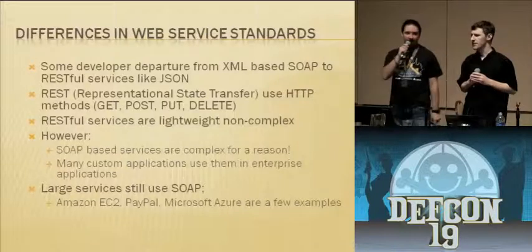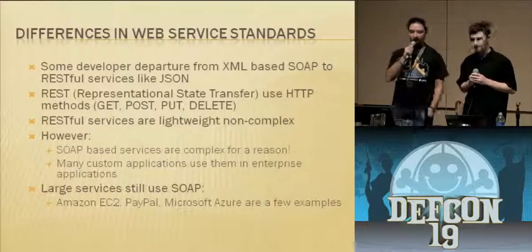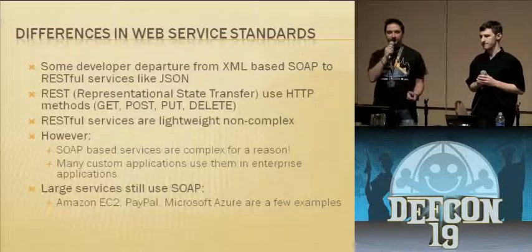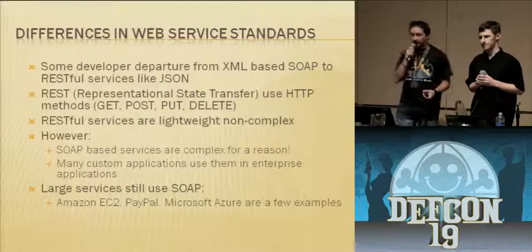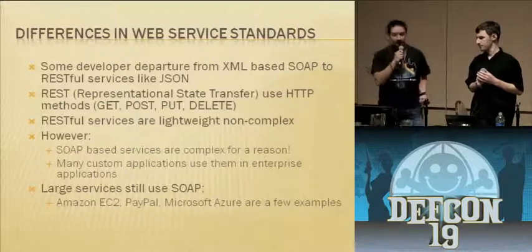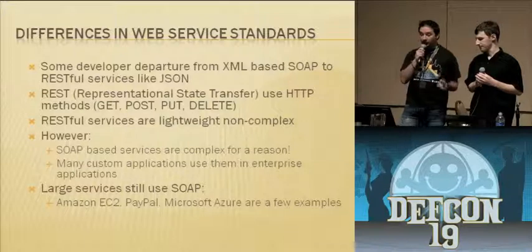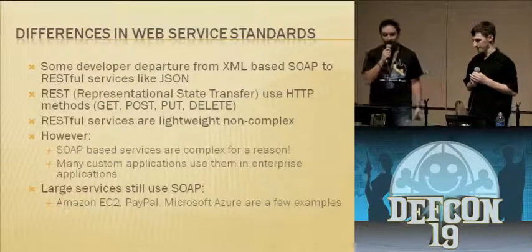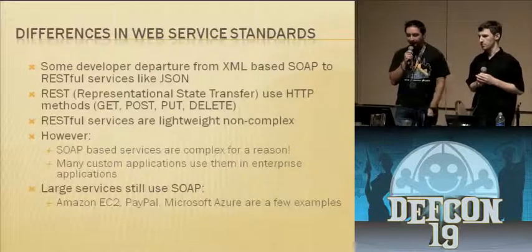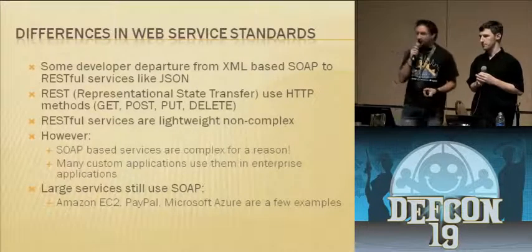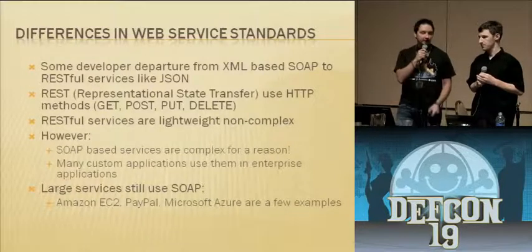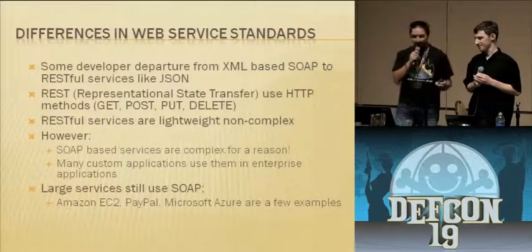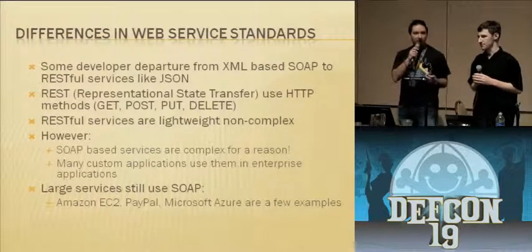So Jabber kind of mentioned REST, right? I do a lot of developer training, I talk to a lot of developers, and we've really seen this departure from XML-based SOAP services over to RESTful services like JSON. If you don't know what REST is, it stands for Representational State Transfer, and these use HTTP methods like Jabber was talking about: your GET, POST, PUT, and DELETE. The reason developers like these is because they are lightweight, non-complex, good for mobile apps, and good for quick data transmission. However, and I want to make this point important, SOAP is complex and it's for a reason.